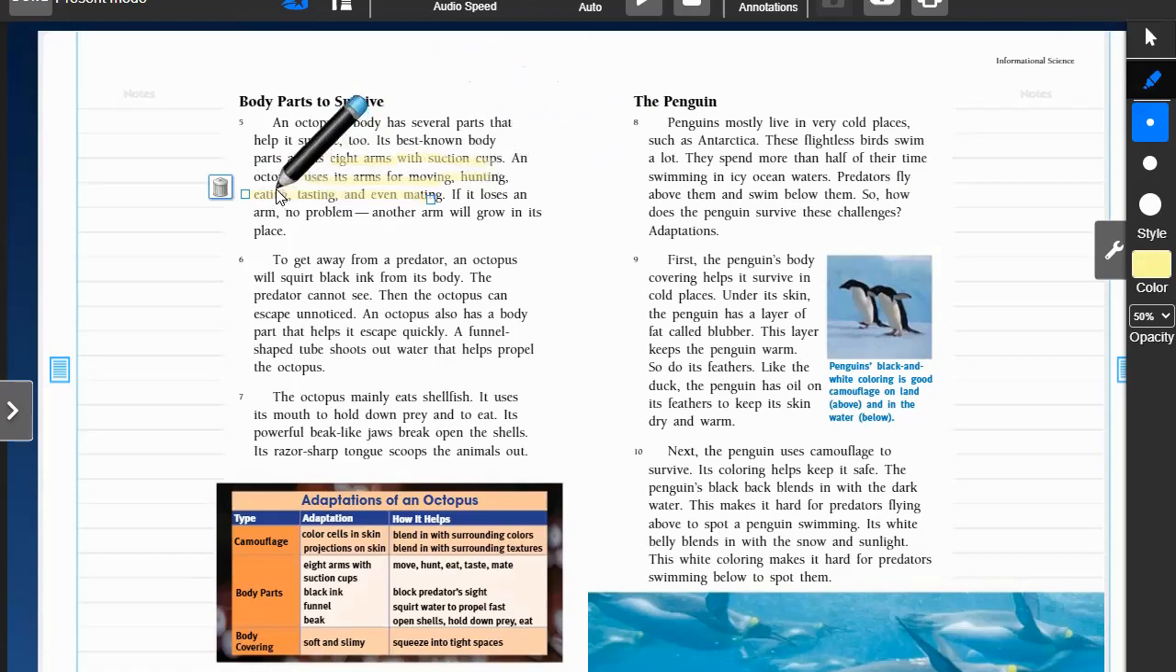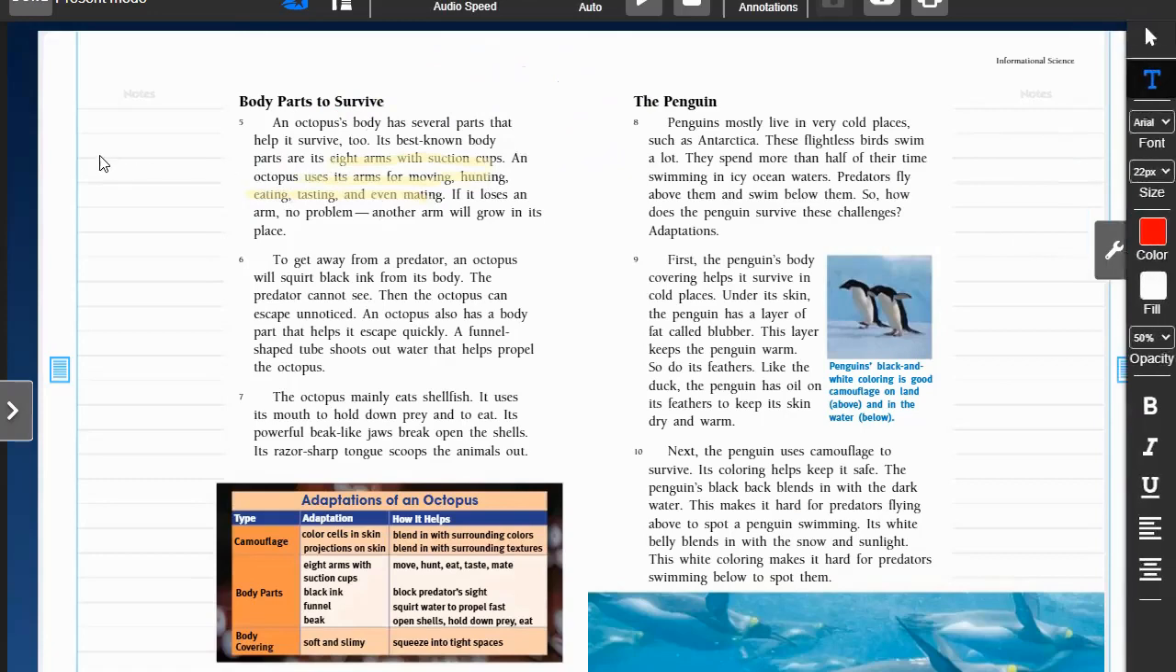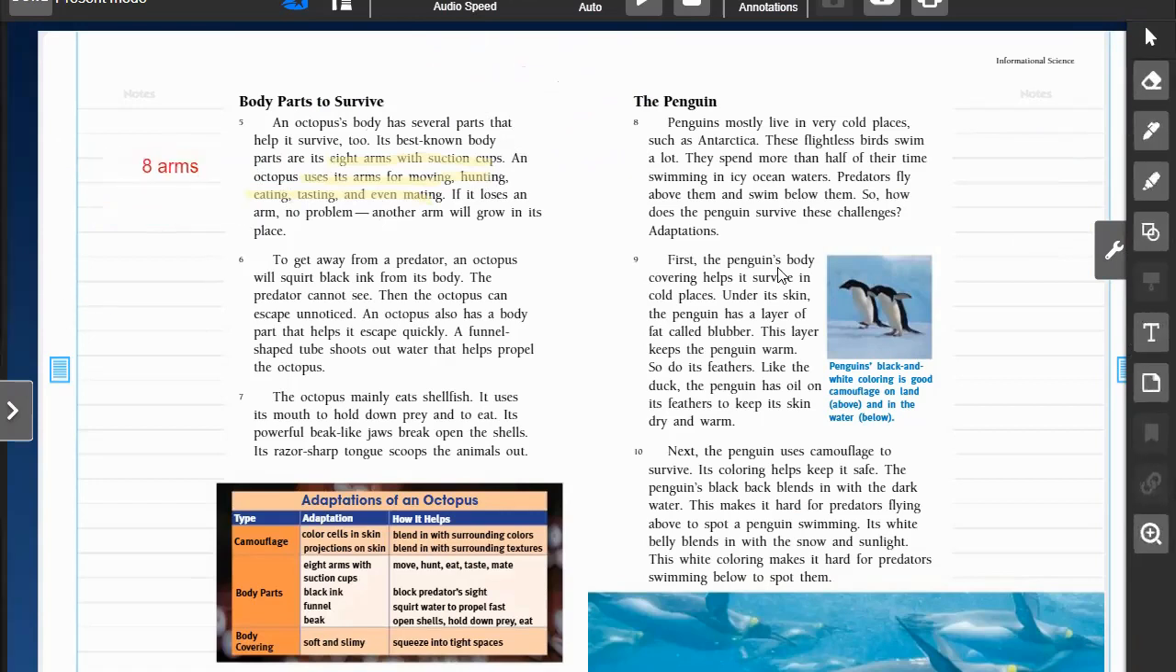And if it can't eat, it will starve. So we know that definitely the 8 arms, and I'm just going to type that in my notes. 8 arms help it survive, right? That's an adaptation. Let's keep reading.